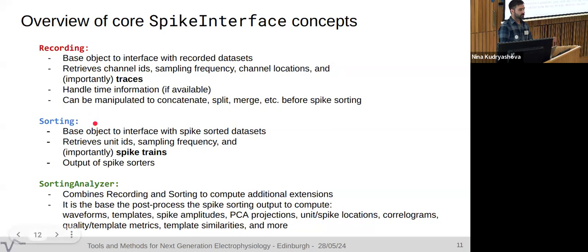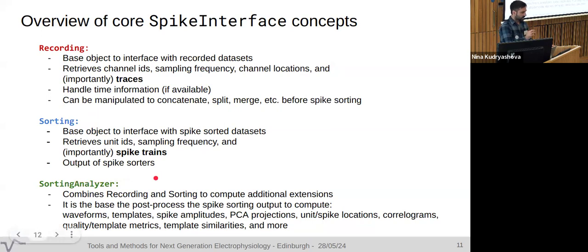The sorting object is the same as the recording, but for spike sorted data, right? In this case, the relevant information is, of course, getting the unit IDs, the sampling frequency, and the spike trains, so the spike times given by the spike sorters.